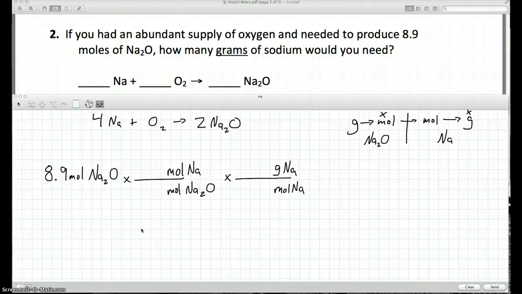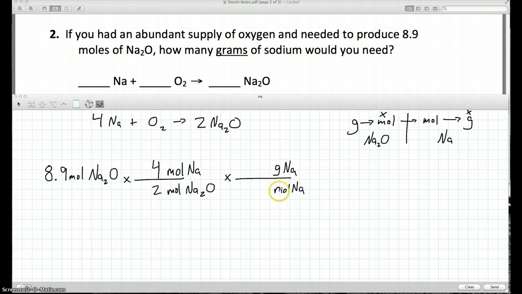So now it's just a matter of remembering what numbers go where. And moles over moles, we look at our balanced equation. So the mole ratio we get from our recipe. Moles over moles, we look at a recipe. Whatever number in front of Na up here goes in front of Na here. Na2O, there's a 2 in front, so I put a 2 there.